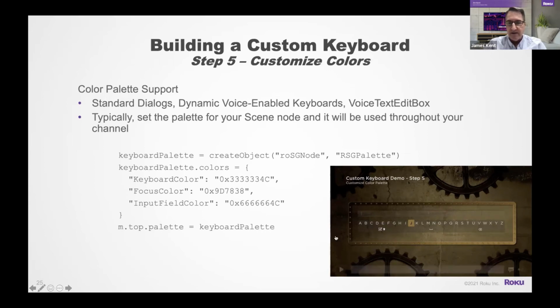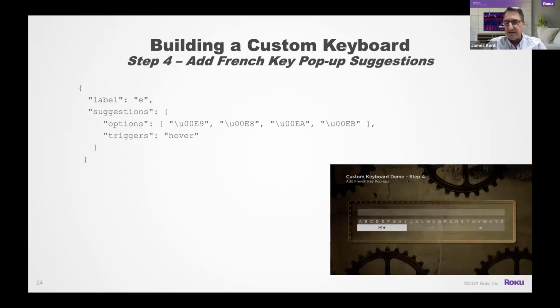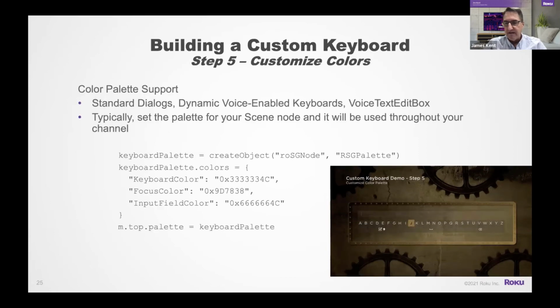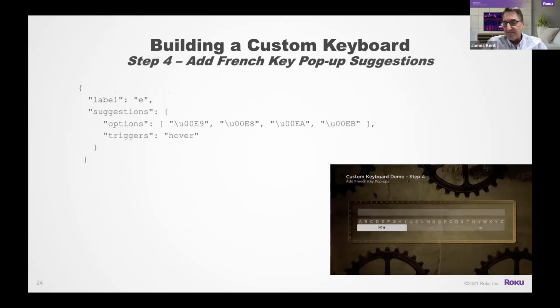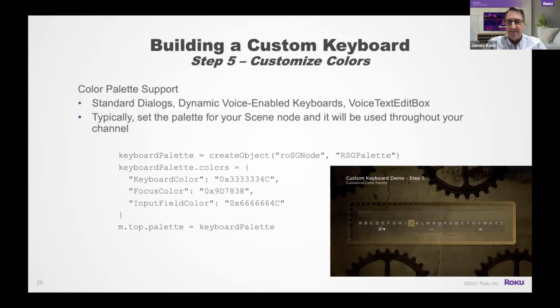The keyboard color is the background of the key grid. The focus color is the color of the focus ring, and the input field color is the color of the text edit box background. So if we go back and forth, you can see what it looks like originally down in the lower right. And when I apply the palette, it just looks better with the background. It's a little bit less in your face. Even without the palette, it's usable, but it's nicer this way.